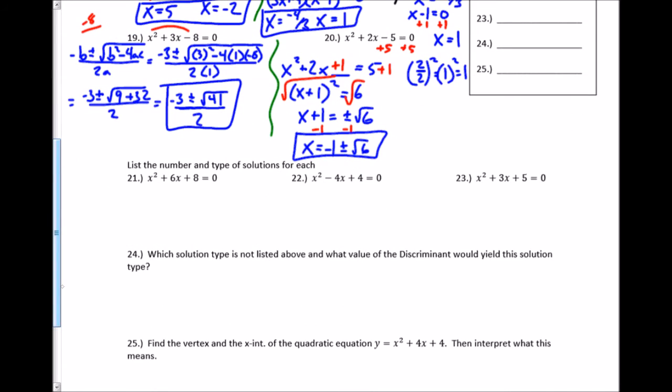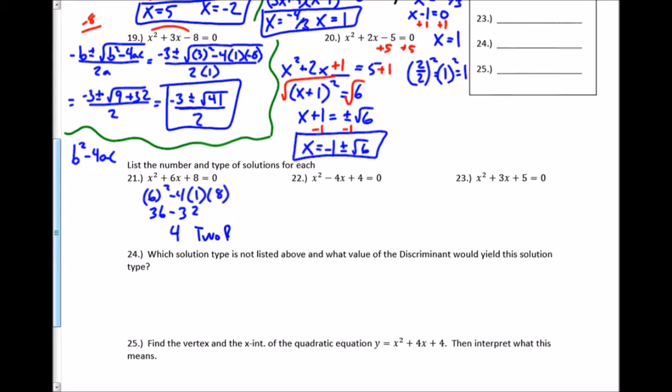For the next couple, we just want to list the number and type of solutions. So for this, I'm going to use the discriminant. Remember, the discriminant is b squared minus 4ac. It's the thing that's under the square root in my quadratic formula. If I do that with this first one, I do 6 squared minus 4 times a times c. That's going to give me 36 minus 32, which is 4. And remember, when I get a positive number that's a perfect square, it means that I have 2 rational solutions.